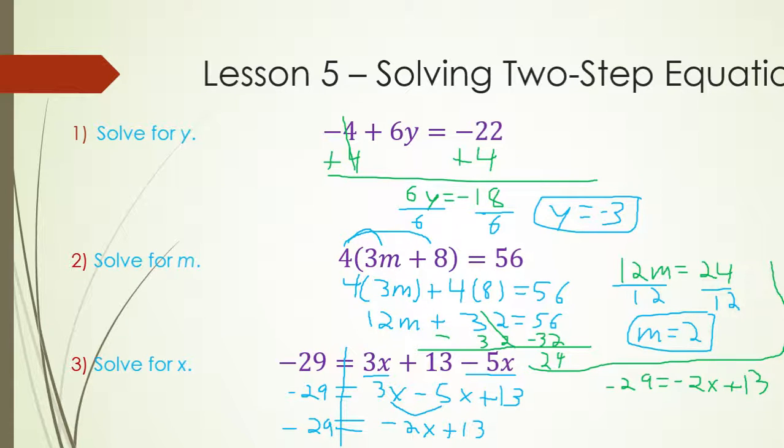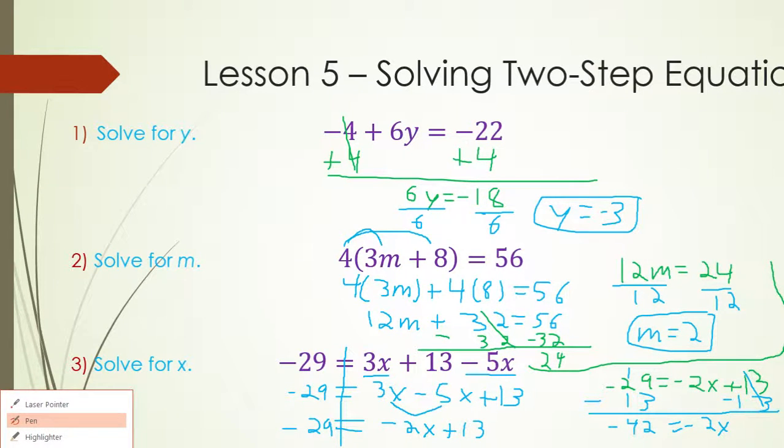Now I'm going to do the opposite operation and move over my 13: minus 13, minus 13. Now, this is both negatives, so this is where we actually add. Okay? Negative 29 plus negative 13 is going to end up being negative 42 equals negative 2x. Okay? And then finally, our last thing is we divide. So we're going to divide by negative 2. Divide by negative 2.